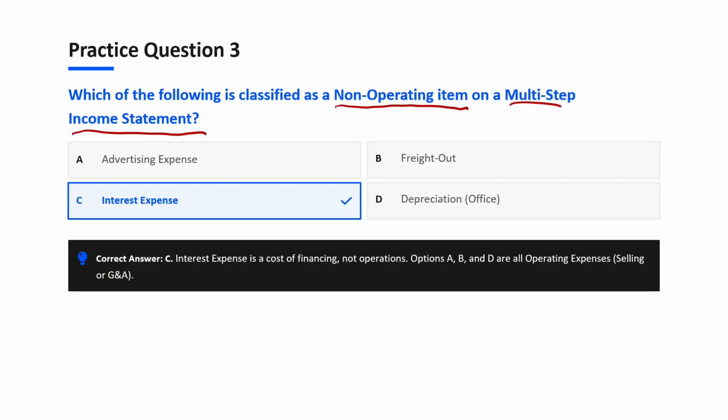So which one of the following is classified as a non-operating item on a multi-step income statement? Something not part of a core business. Advertising expense, freight out shipping expense, depreciation, interest expense. Interest expense is non-operating. Remember from the earlier examples, it is a cost of financing, not operating. So here the answer is C.